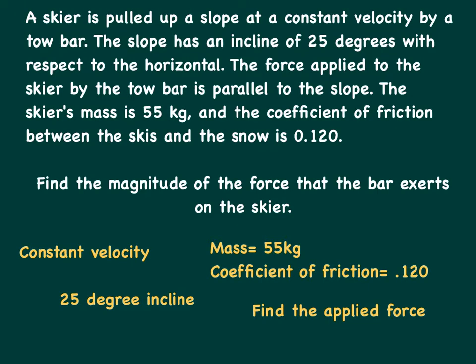So let's break down what the problem is trying to ask you. If the skier is pulled up a slope at a constant velocity, that is something that you should notice. Also, it has an incline of 25 degrees. The mass is 55 kilograms, and the coefficient of friction is 0.120. Those should all be things that you should write down. Also, figure out what the question is actually asking you, which is to find the applied force.